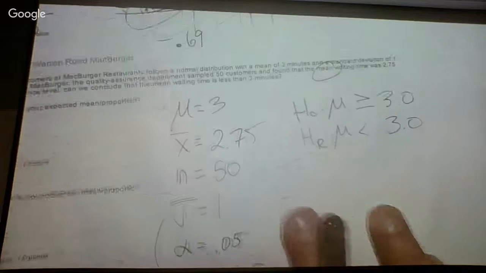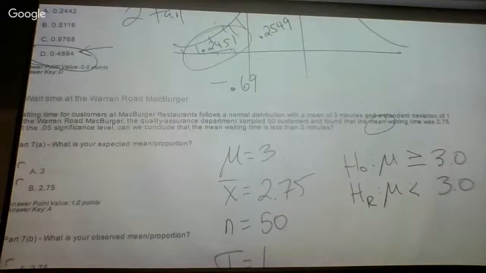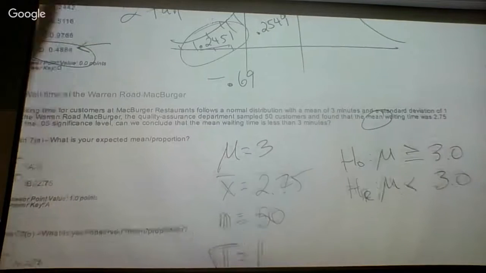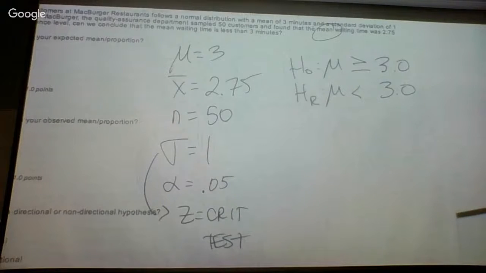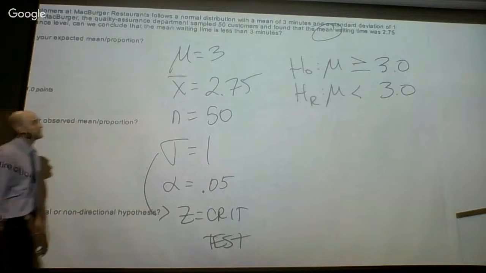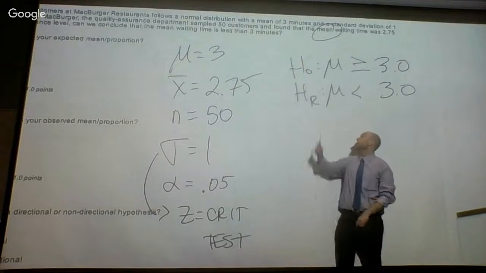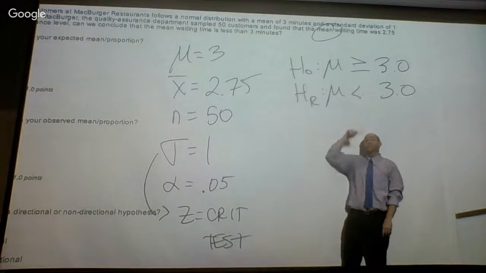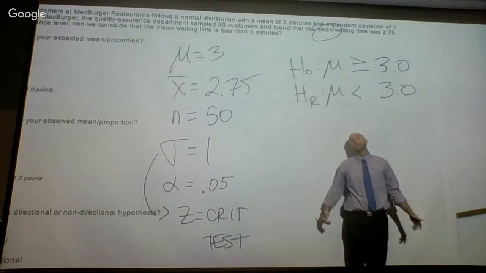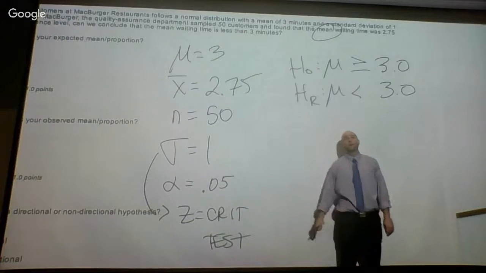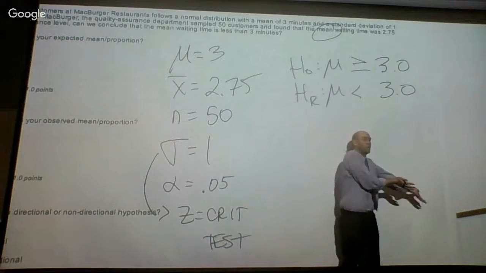All right. So, directional hypothesis, where according to the problem, it says less than. Katie, is it always going to be to the left if it's less than? Yes. Okay, and if it's greater than, it's on the right? Yes. Because this symbol is the less than symbol. So we want to know if the true waiting time is less than 3 minutes. Is the true waiting time less than what we expect or not?